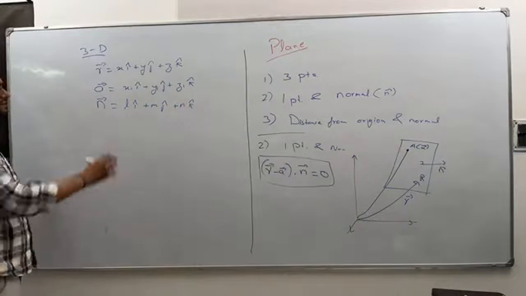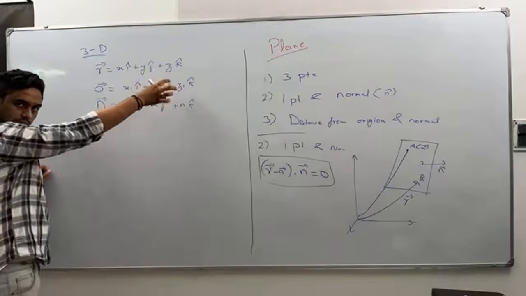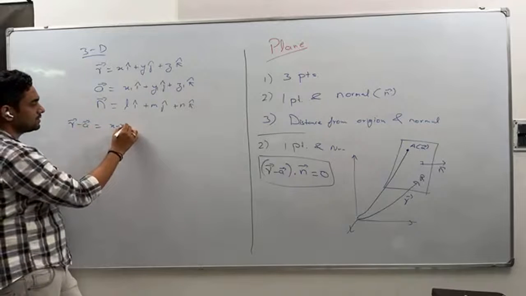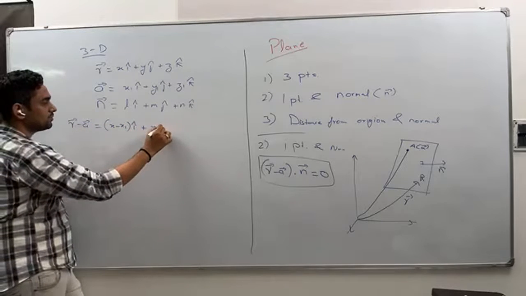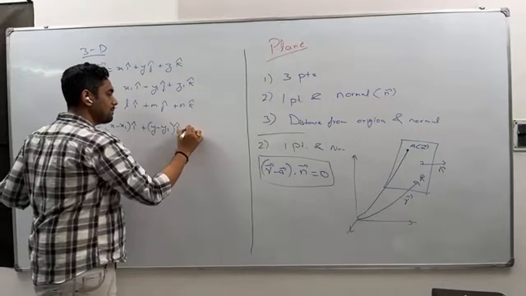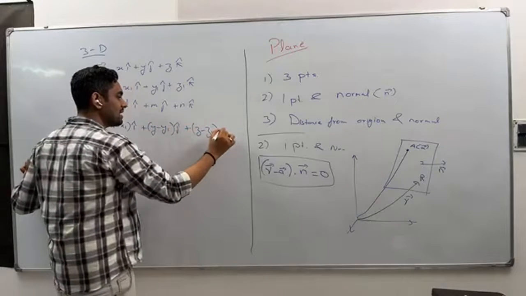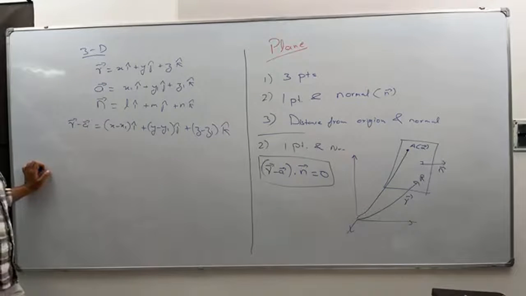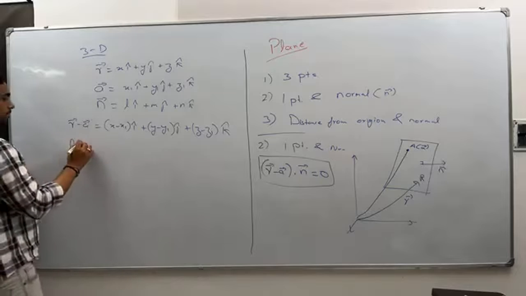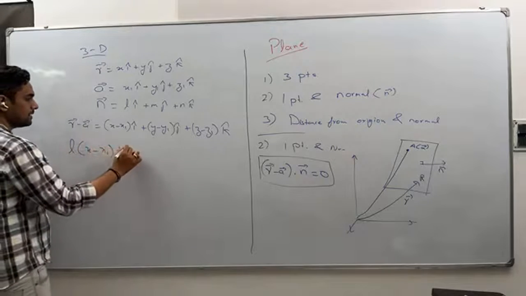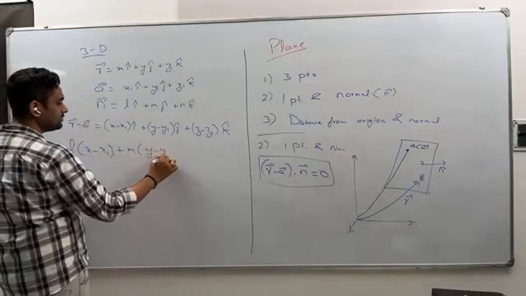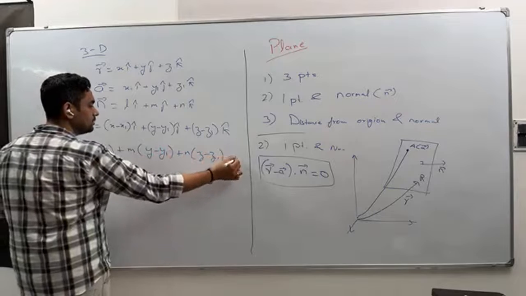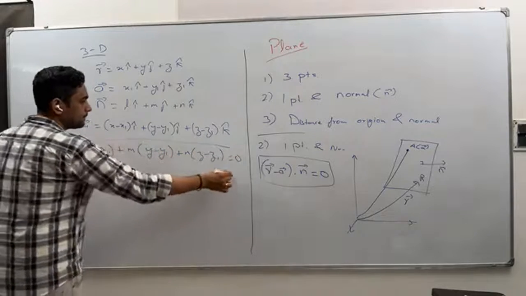Right, now what will be r minus a? Basically their difference. So r minus a, this vector will be (x minus x1) i cap plus (y minus y1) j cap plus (z minus z1) k cap. Now we have to take dot with n, the normal vector. If you take dot, what will you get? l times (x minus x1) plus m times (y minus y1) plus n times (z minus z1) equal to 0. And this is the equation of plane.